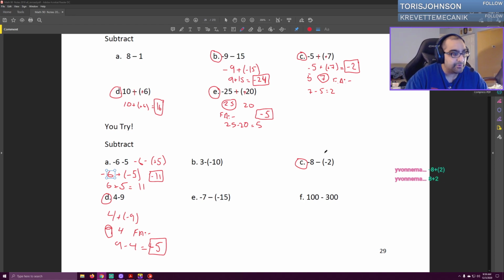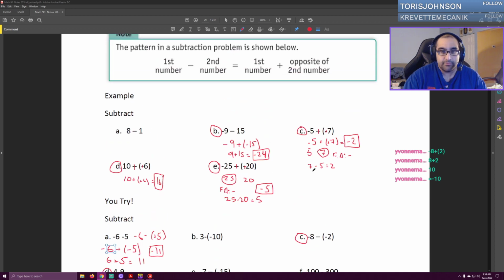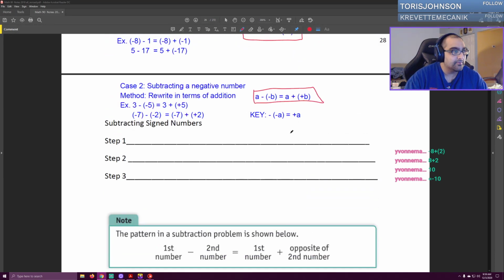Okay, negative 8 plus 2. That's right. Where did we get the 10 from? No, negative 8 plus 2 is correct, Yvonne. You didn't need to change the first number. Only the second number changes.